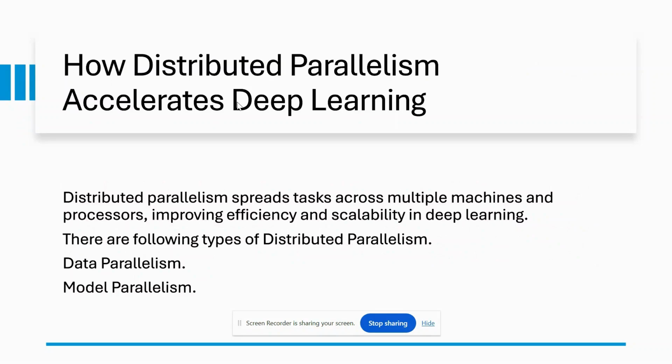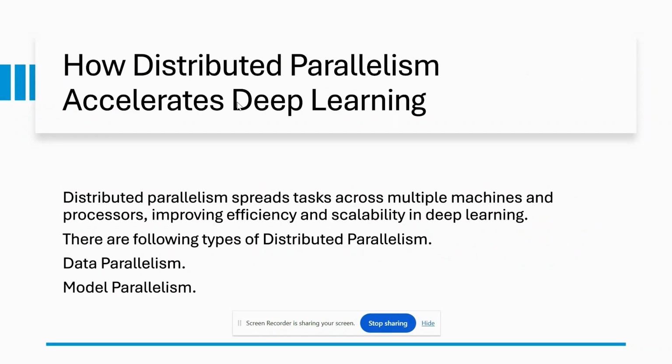So distributed parallelism is a term referred to for training deep learning systems: distributed parallelism accelerating deep learning. There are multiple machines that are connected with each other, and the processes are connected with each other. And we are going to perform two things on it.